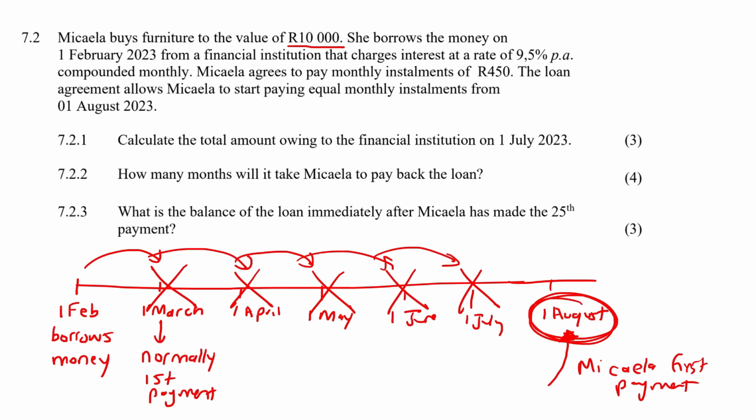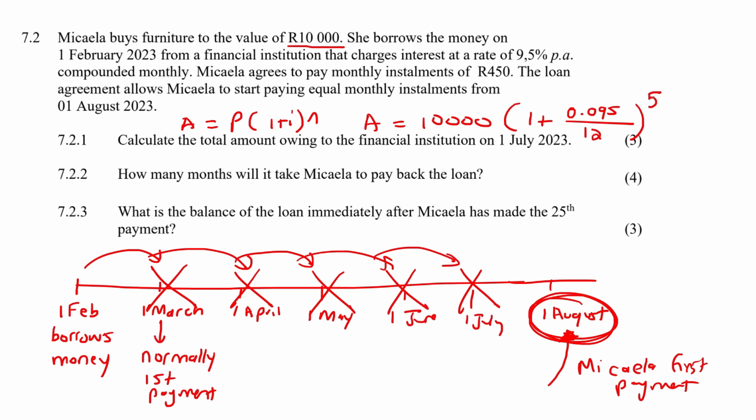Okay, so the first question says, calculate the total amount that she owes to the financial institution. So obviously it's not 10,000 Rand anymore. So we're just going to use the grade 11 formula, and we're going to compound that 10,000 Rand at 9.5%. I like to write it like that, compounded monthly. And how many payments did she miss? 5. Okay, and so let's see.